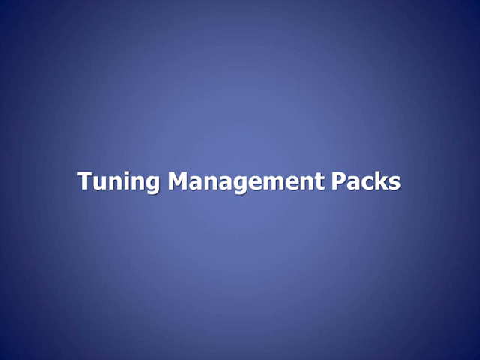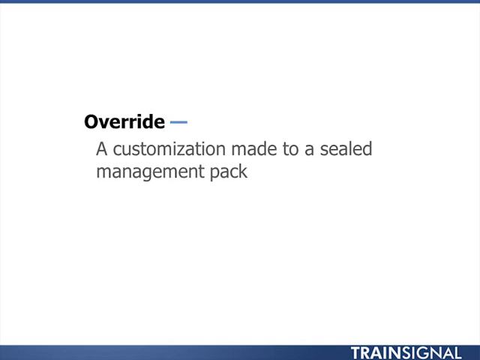So let's talk about some of the primary ways by which you'll tune a management pack. The first is what's called an override. And this is really a customization that's made to a sealed management pack, or a way that you change something from a sealed management pack so that it deviates from its pre-assigned behavior to meet the needs of your organization. Elsewhere in this course, we've already created some overrides, and you may or may not have seen them yet, but the purpose of an override is to make sure that you're monitoring what makes sense for you, and not what makes sense for somebody else.